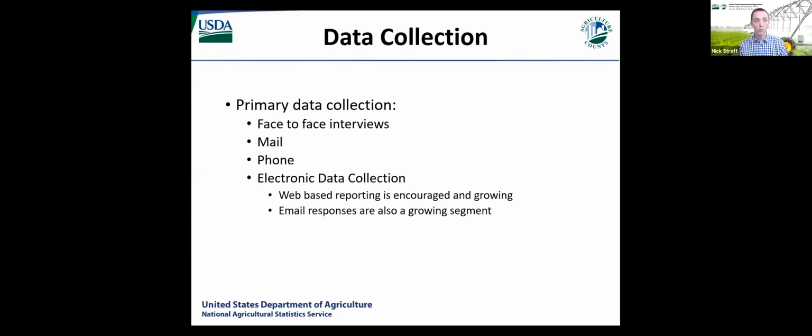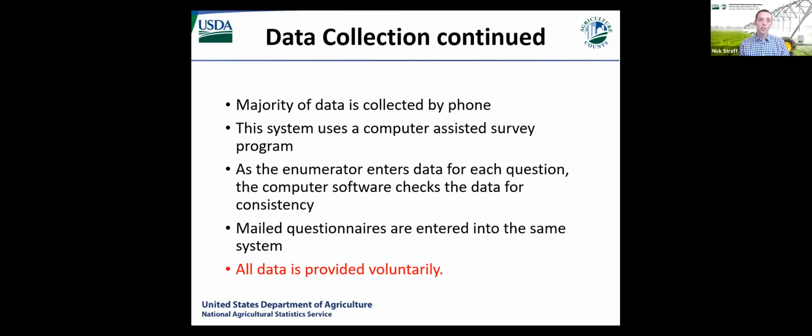We mail out the surveys, we do a phone follow-up, and we also have what we call electronic data collection, where the producer can do it online. So normally the flow of information is we mail a survey out, they can do it online, and if they haven't responded after a week or so, we do a phone follow-up to get that data. The majority of our data is collected by phone. A lot of it's collected from those data collection centers.